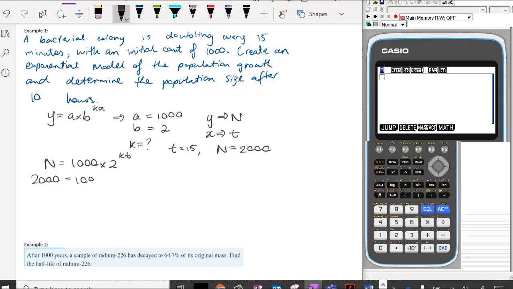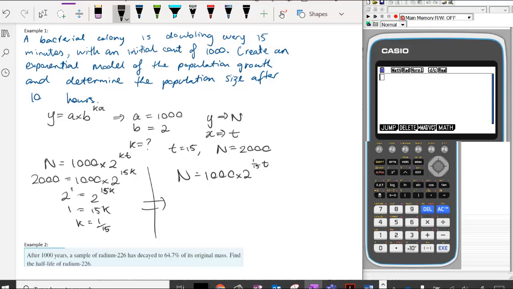So 2,000 is equal to 1,000 multiplied by 2 to the power of 15k. So if we divide both sides by 1,000, we've got 2 is equal to 2 to the power of 15k. And we don't have to use logarithms in this case. We can use index equations. We know that 1 is equivalent to 15k. So therefore k is equal to 1 on 15, and we've got our model. N is equal to 1,000 multiplied by 2 to the power of 1 on 15t.